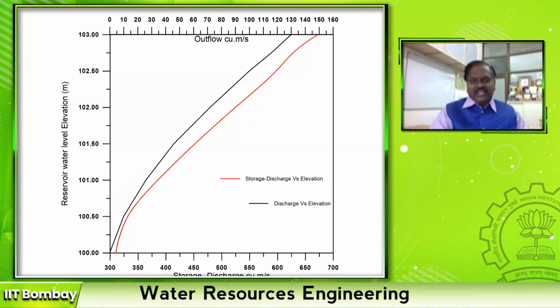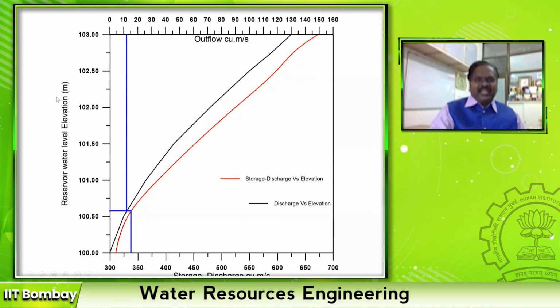Now, you mark this 100.6. Then you can pick up two values, right? One is outflow and the second is the storage discharge. So the storage discharge is 340 or 300, this is 325, 330. Similarly, for the same level, you can pick up what is the outflow, right? 12 meter cube per second.